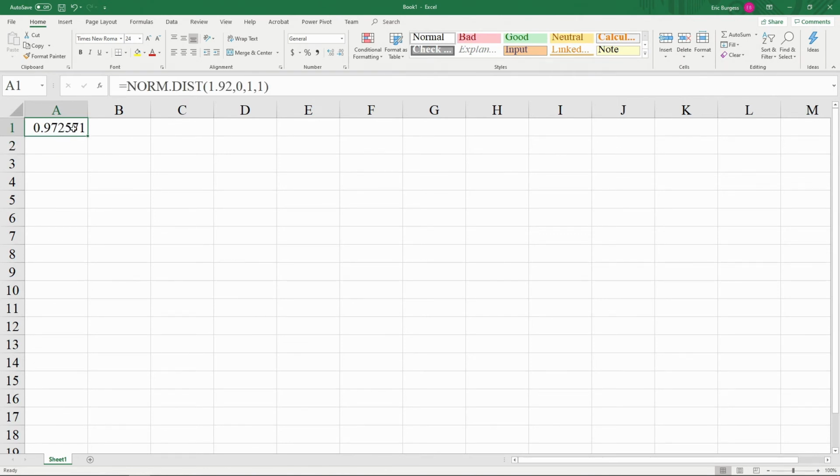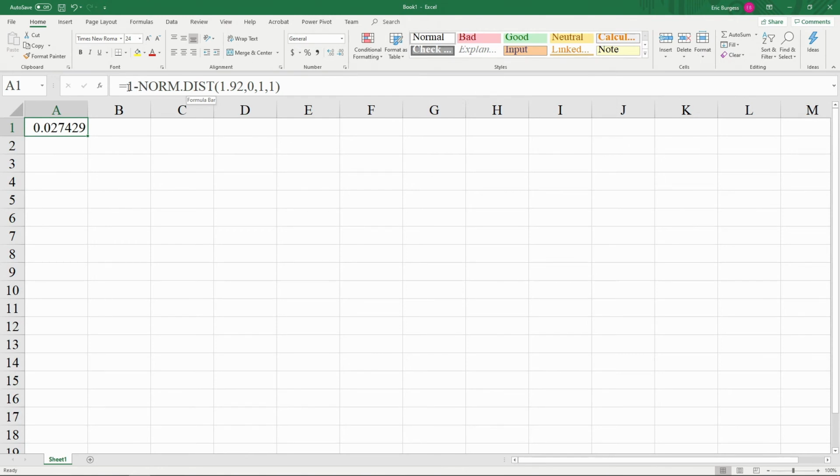We don't want this area, right? So what we're going to do is come back in here. And before we type this in, we want 1 minus this, right? From our formula, we want 1 minus this value. And we get the same thing. So this is to get the area to the right.